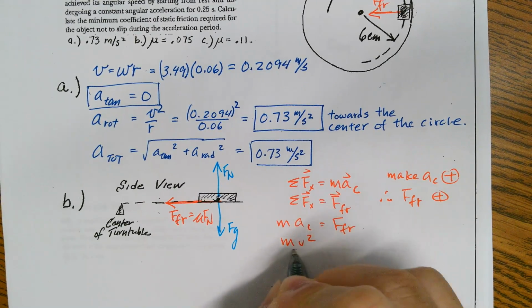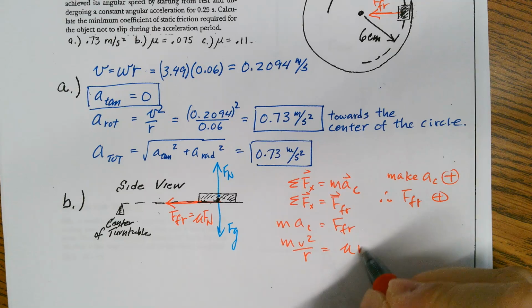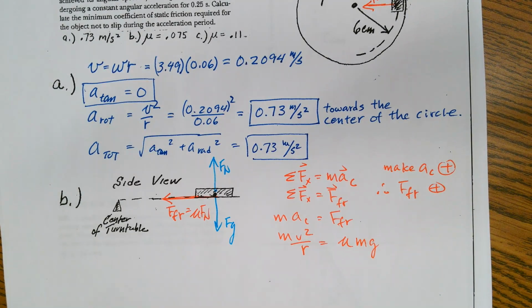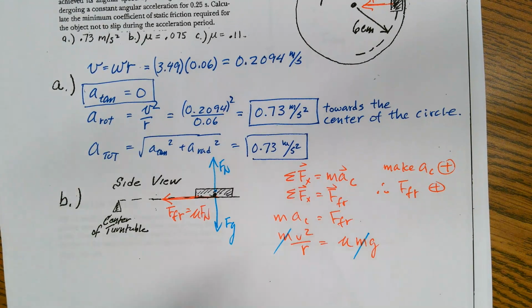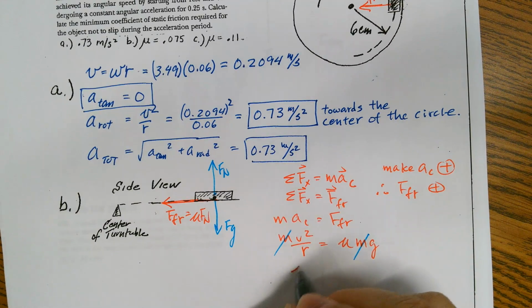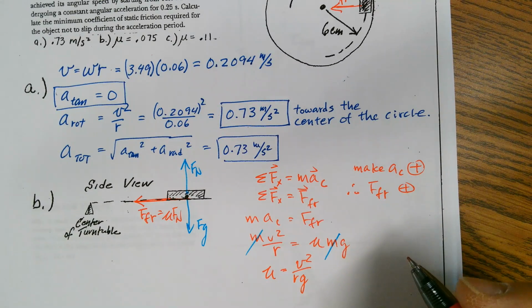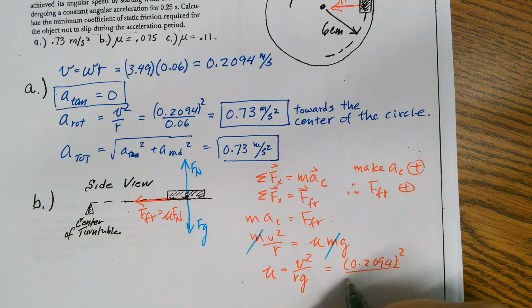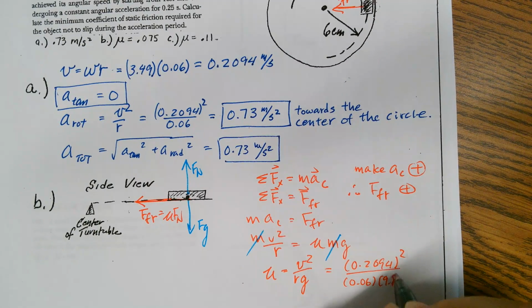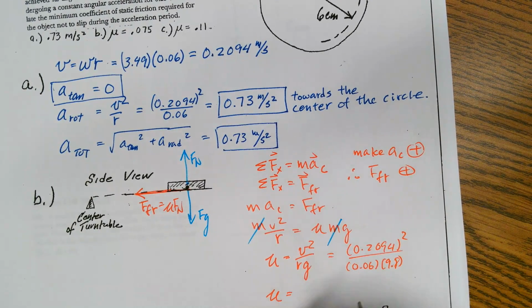So m v squared over r is equal to mu times, we know the normal force is mg, so I'm going to just do that. So we didn't even have to know the mass of the object, because the object's mass will cancel out, and we can solve for mu, right? So our mu is equal to v squared over r g, right? Therefore, 0.2094 squared over 0.06 times 9.8. So our mu should come out to 0.075.